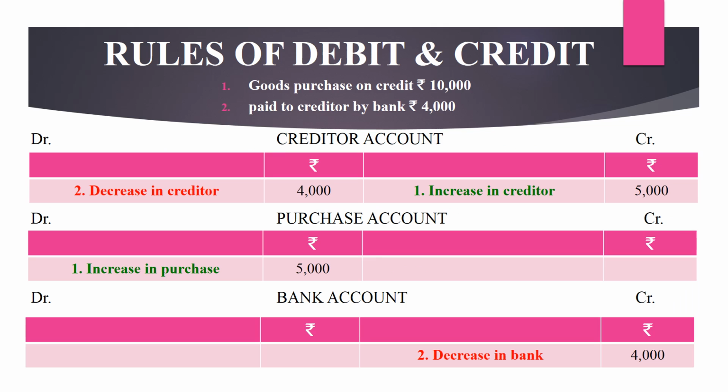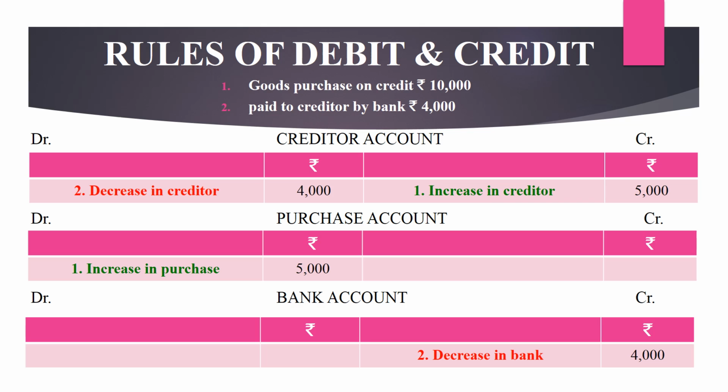Okay, now first example, goods purchased on credit 10,000. So आपने goods खरीदा 10,000 का, credit में purchase किया. तो credit में purchase किया तो your liability is increasing. So 10,000 increase in the creditor, and your purchase is also increasing. So purchase is your expenses. So expenses will be recorded on the debit side of the purchase account.